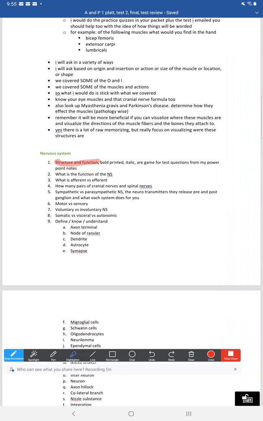Anyway, there's the structure. What does it do in the human body? You've got all these structures. What does it do? Even with equipment, here's the structure. What does it do? So that concept never goes away.